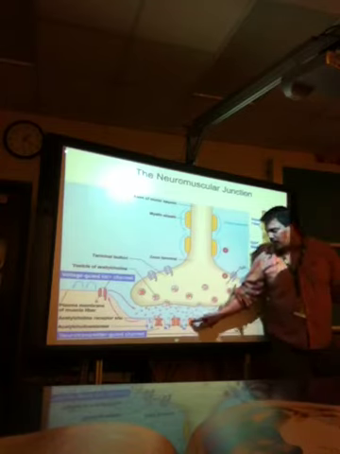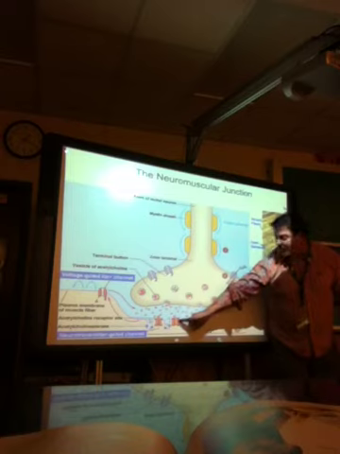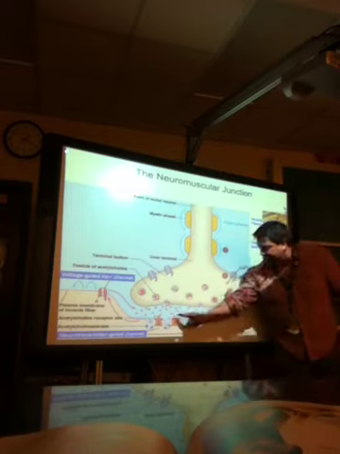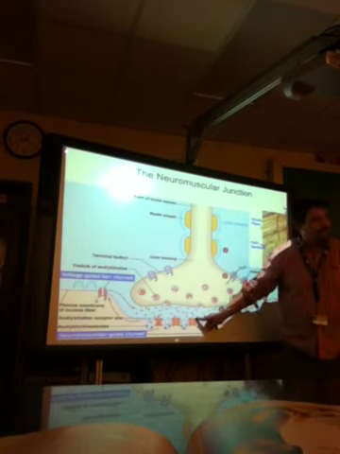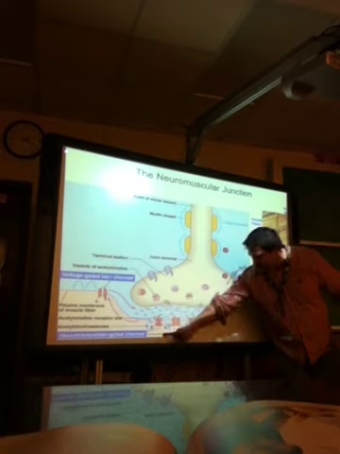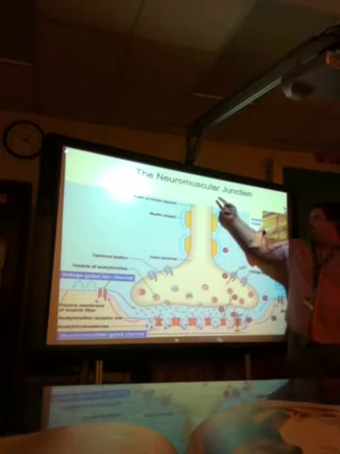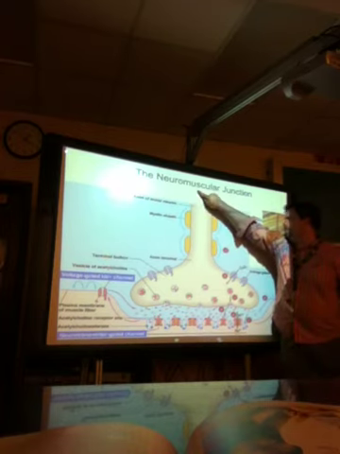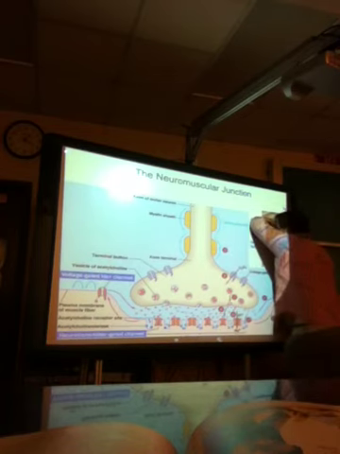Where do they go? These are called what? Receptor sites. Receptor proteins. You may see them called receptor sites. What is attaching to them? The acetylcholine, the ACh. But what is this down here? Where are we? A muscle. Neuromuscular junction.